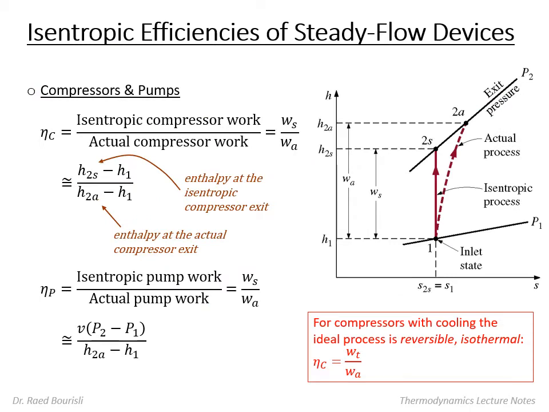Same story with the compressors and pumps. So the isentropic efficiency for a compressor, eta sub c, is different because it's a work input device. I expect the isentropic pump or compressor to consume less work. So this will be actually smaller than this. So the isentropic work input for a compressor is less than the actual work input for a compressor, because the actual compressor has lots of irreversibilities in it, friction and whatnot.